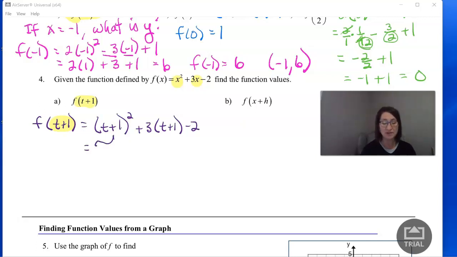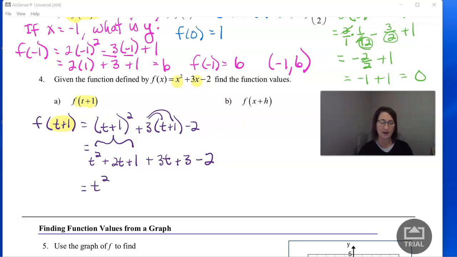Well, this t plus 1 squared, that's just a binomial squared. So I can go ahead and create a trinomial that is also a perfect square trinomial. It's the same as t plus 1 times t plus 1. So that's going to give me t squared plus 2t plus 1. Okay? Plus, now I'm going to distribute this 3, so I get 3t plus 3 minus 2. I'm almost done. I'm going to go ahead and combine like terms.